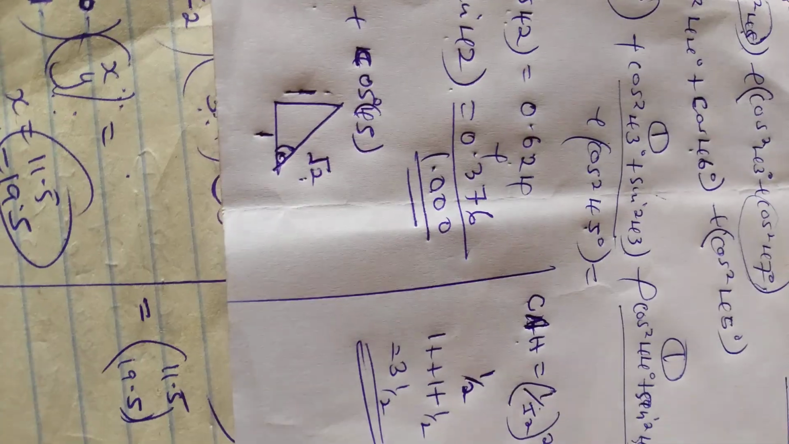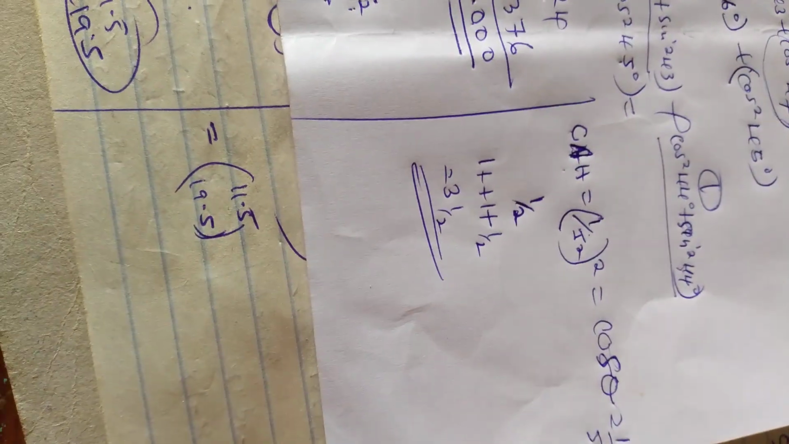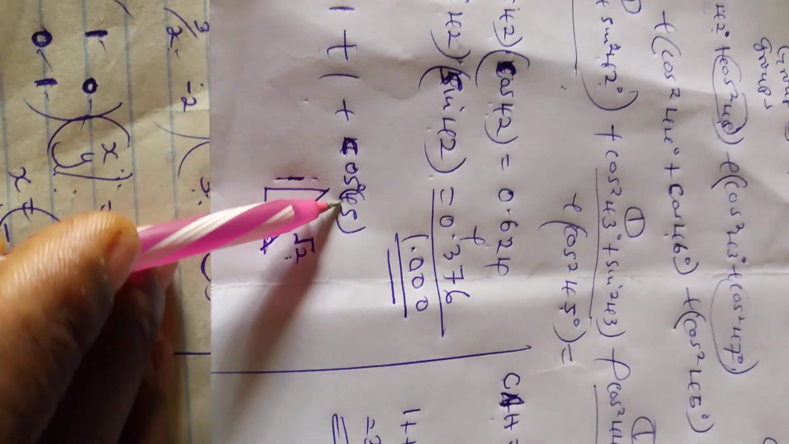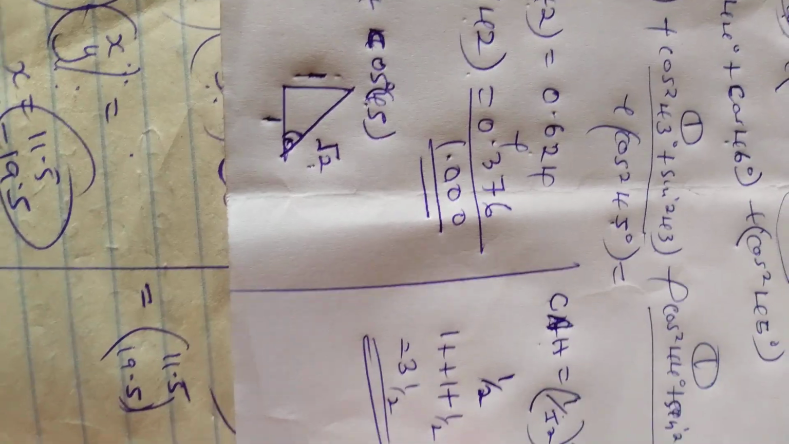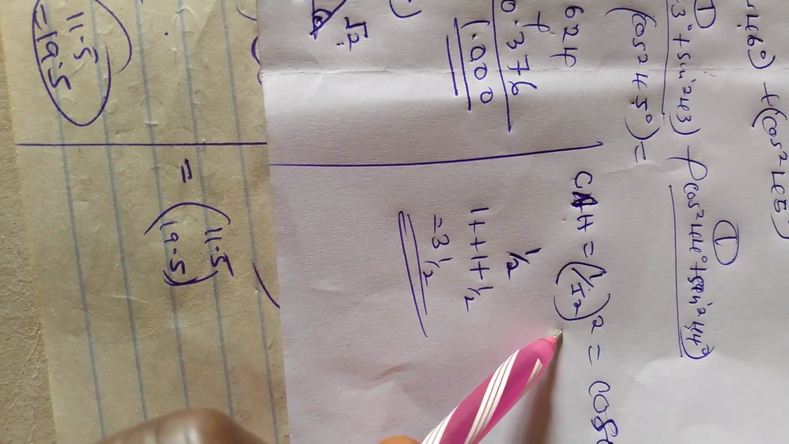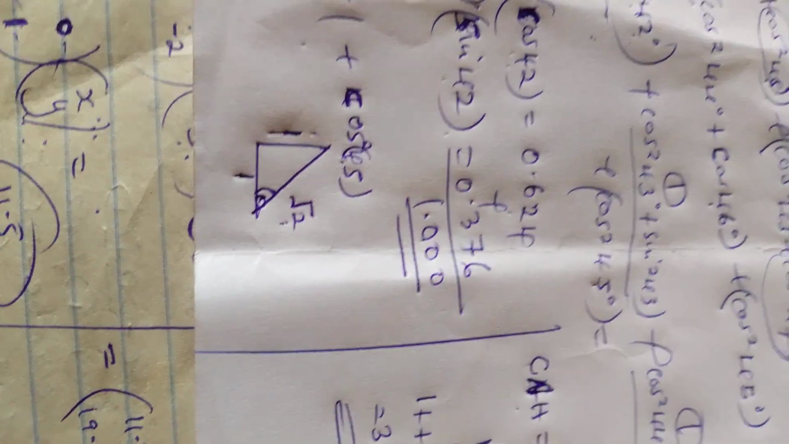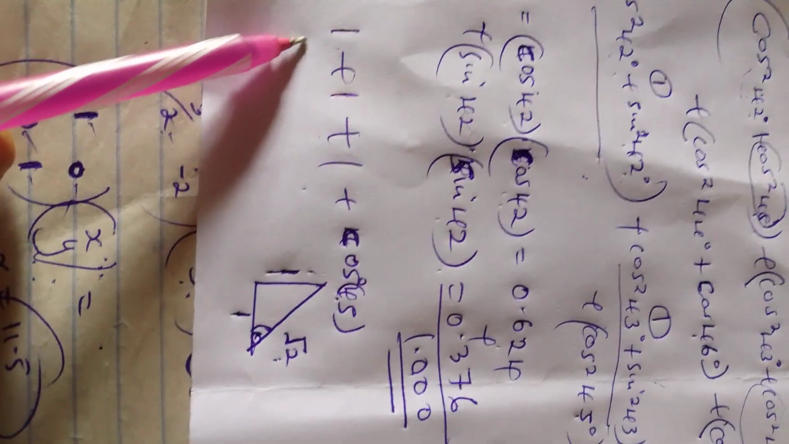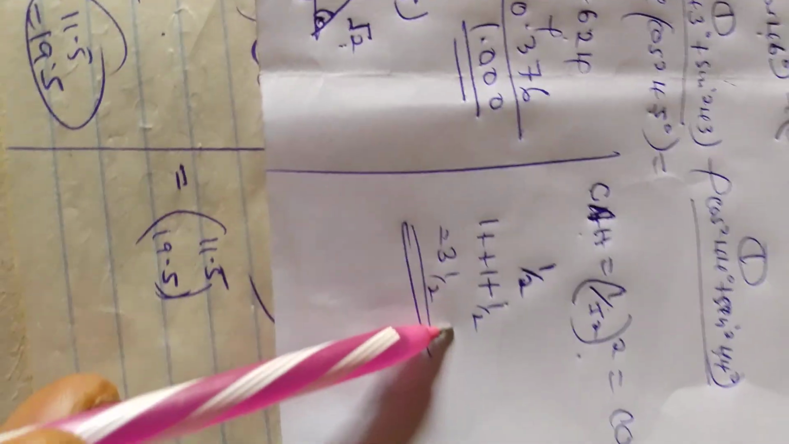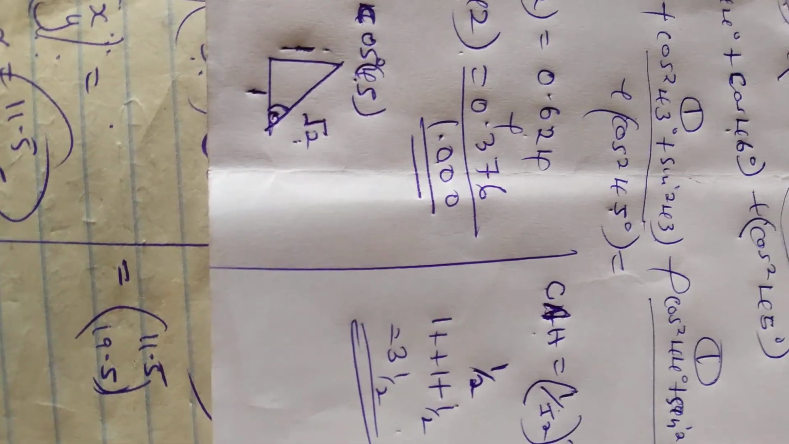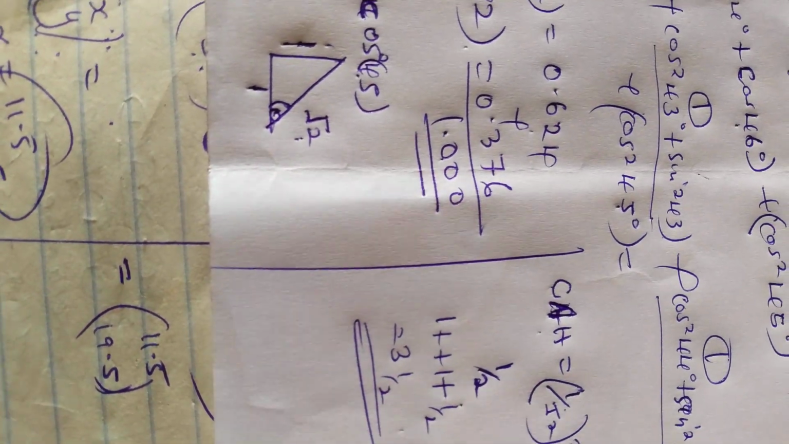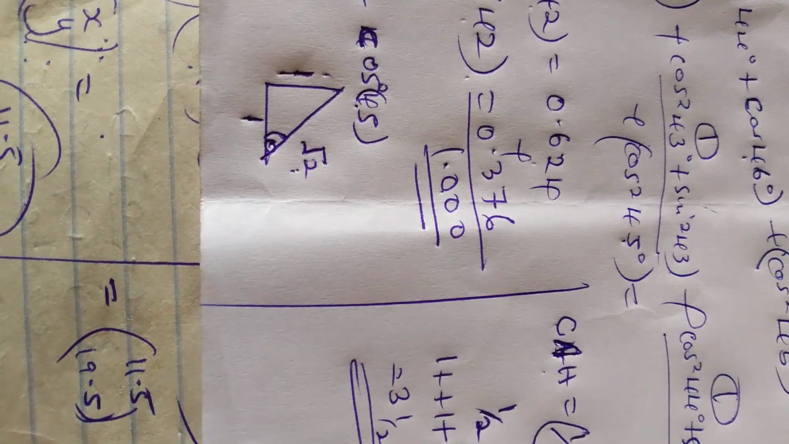So this is 1 over the root of 2. But in this case, it is squared. So we have the root 2 squared. When you square it, you have 1 over 2, which is the same as half. Now you can add 1 plus 1 plus 1, and then plus half. So your answer would be 3 and a half, or 3.5.